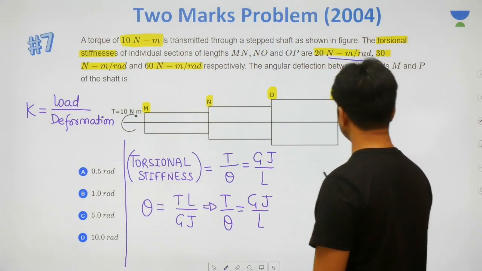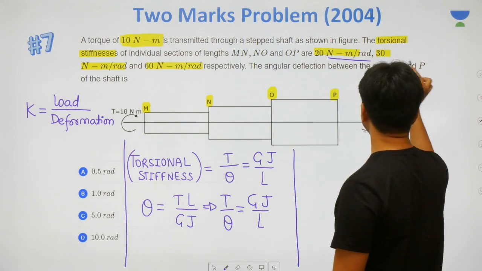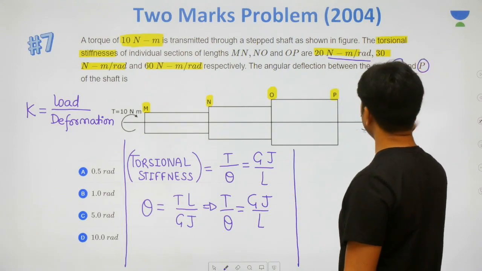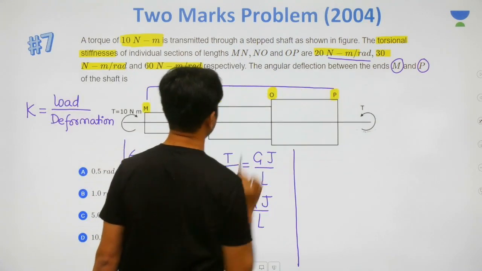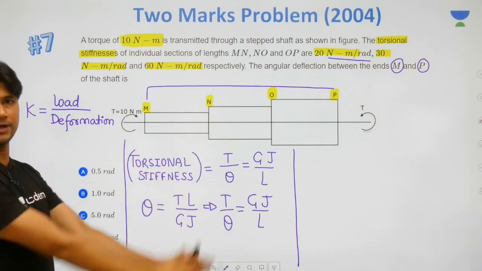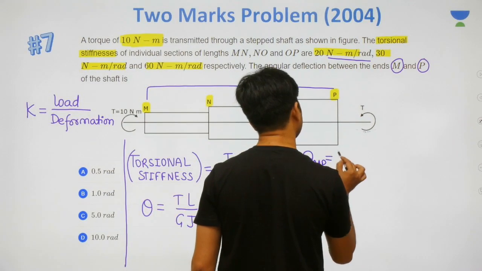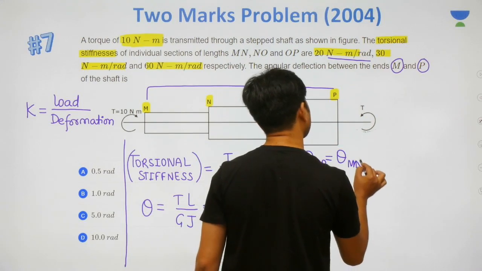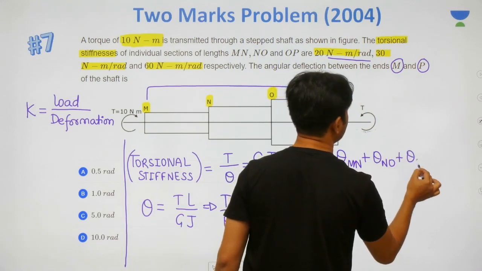Now let's go ahead and try solving this particular problem. They are asking theta at P with respect to M. So naturally you are covering the entire length. I'm going to break it into theta MN, theta NO and theta OP.